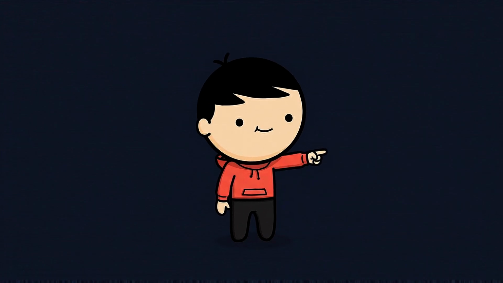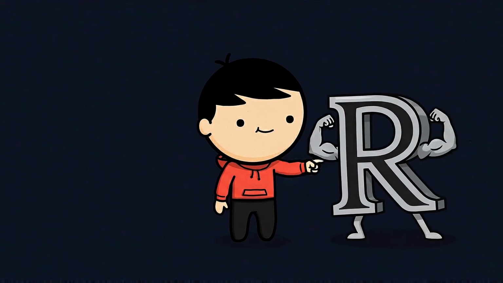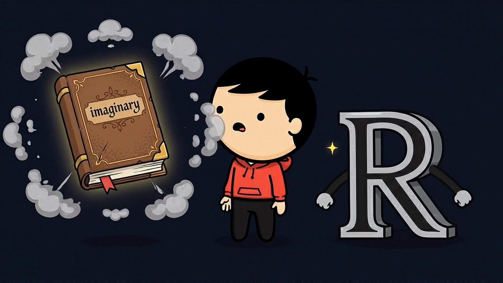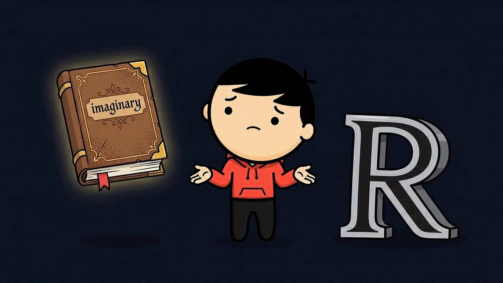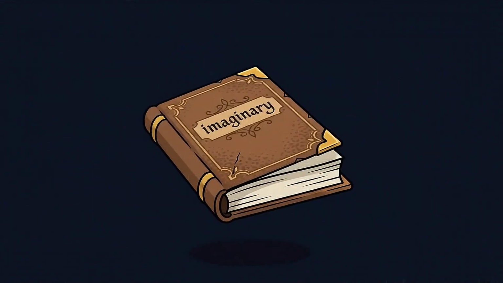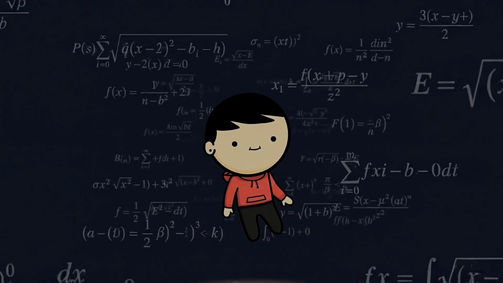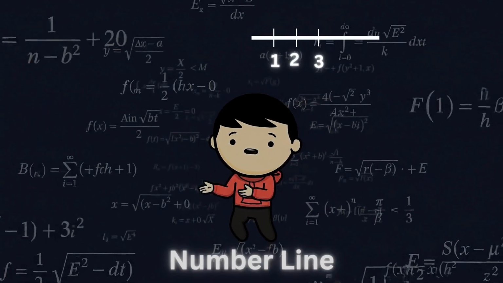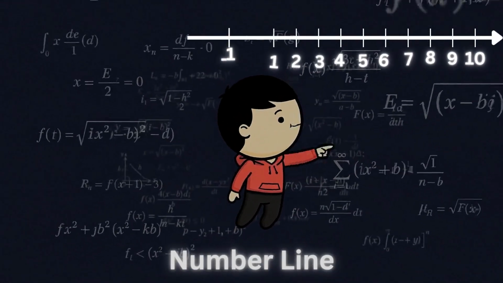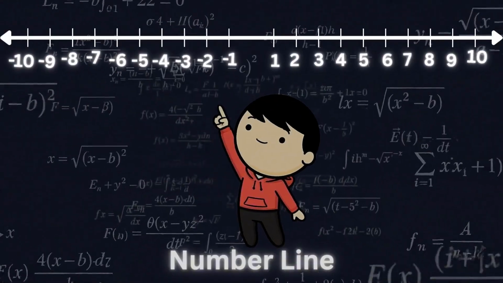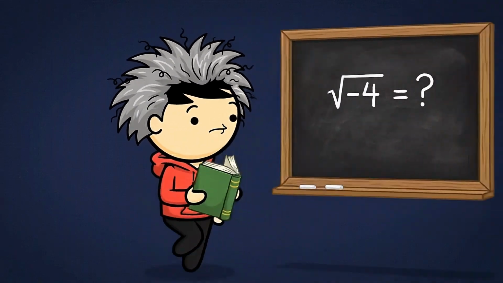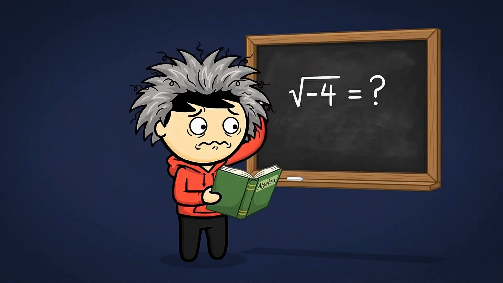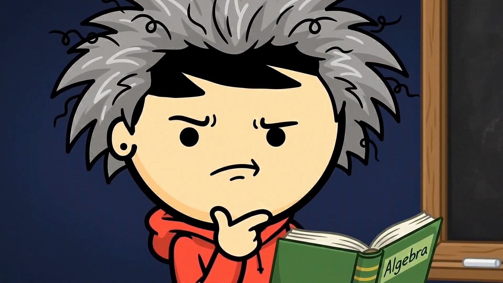We are taught that some numbers are real and some numbers are imaginary. But how does something called imaginary become one of the most important ideas in modern science? For centuries, math was built on numbers we understood: positive, negative, zero. But as algebra advanced, mathematicians ran into something that seemed impossible: the square root of a negative number.